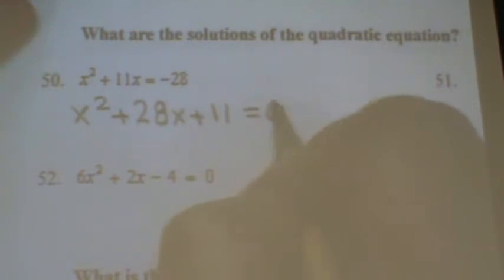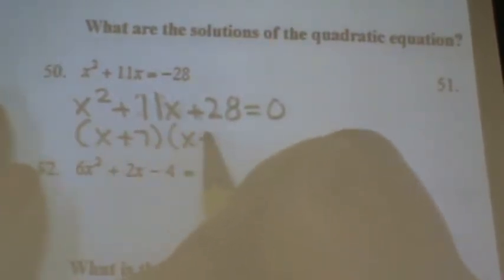Okay, number 50. 50, 51, and 52 are asking you to solve them. So if you can't factor, you can't solve. So get a 0 on one side. What two numbers add, whoops, look what I did. Switched them around. It's 11x plus 28. What two numbers multiply to give you 28 but add to be 11? 7 and 4. Yep. Okay, what are your two answers? -7 and -4.